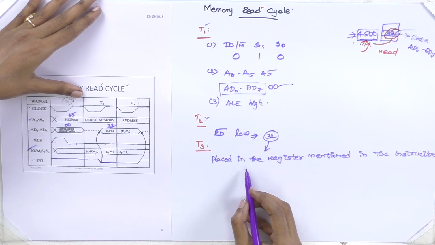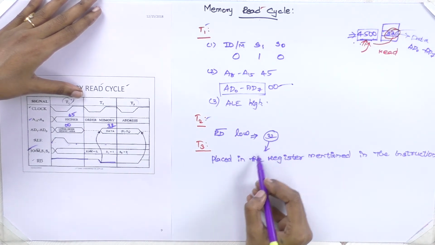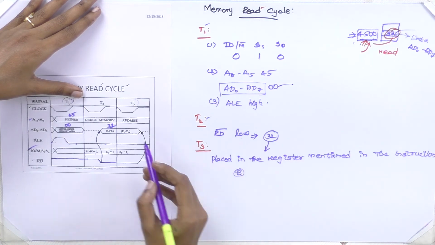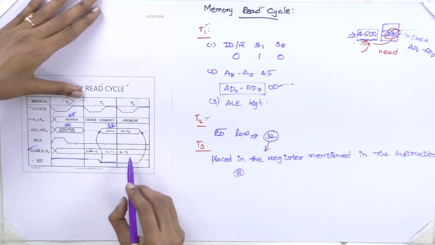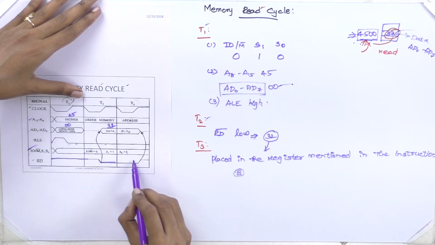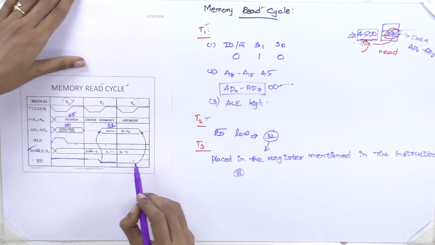Okay, fine. So if you have mentioned B register, then this 32 value will be written in B register. It depends on the instruction. Fine. So at T state 3, that will happen. The value in the data bus will be written or copied to the register mentioned in the instruction.